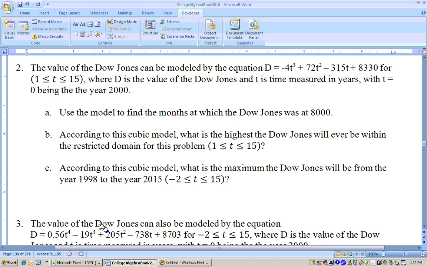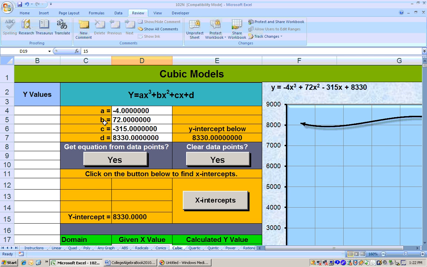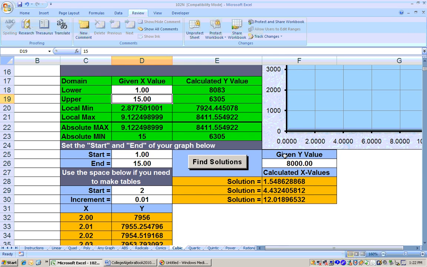Well, this is a cubic equation, so I went to the cubic sheet. Here's the cubic sheet, and I put in my coefficients for A, B, C, and D. And then I wanted to know when the value was 8,000, so down here for y, I typed in 8,000, hit enter, and clicked the Find Solution button, and I get these years. So it would be year 2001.5, year 2004.4, and the year 2012.02 approximately.